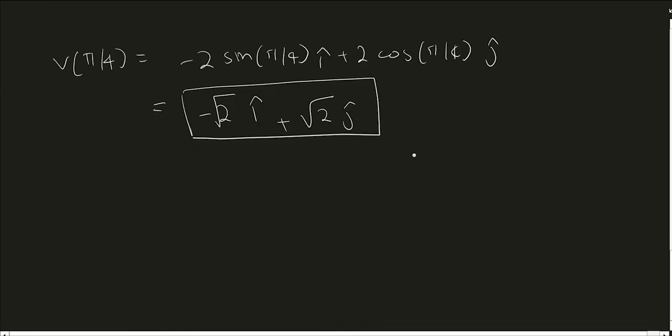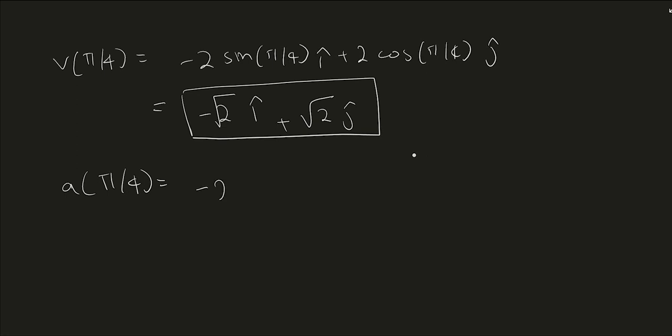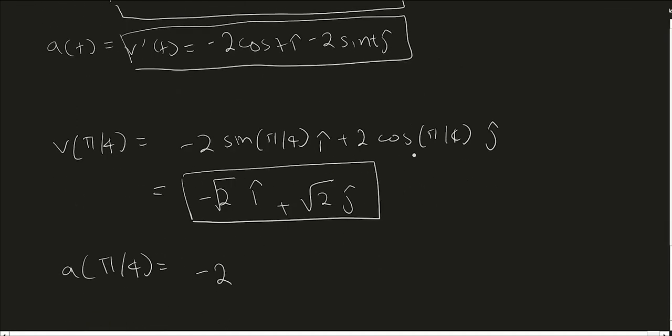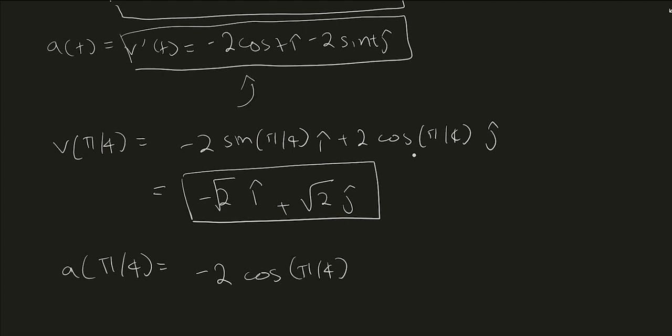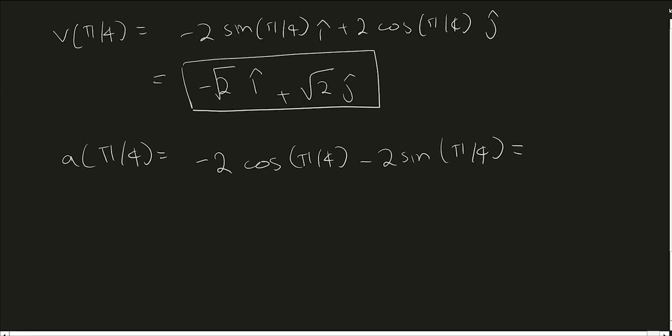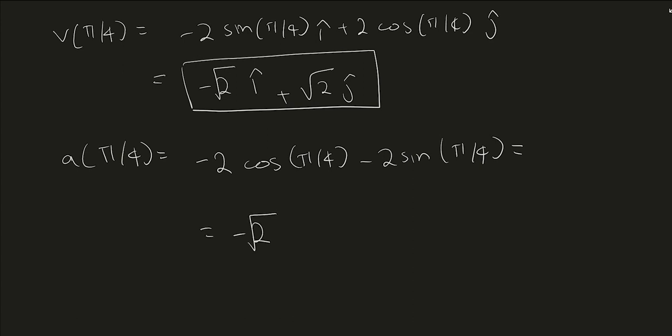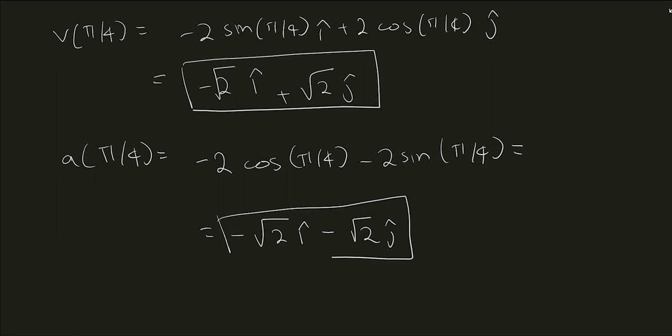Okay, and now for acceleration, what is the function? It's negative 2 cos t i hat, plugging pi over 4 into this equation, right? Now negative 2 sine pi over 4 j hat, and plugging into the calculator, this gives negative square root of 2 i hat, and this is negative as well, negative square root of 2 j hat. And this is it for part A.